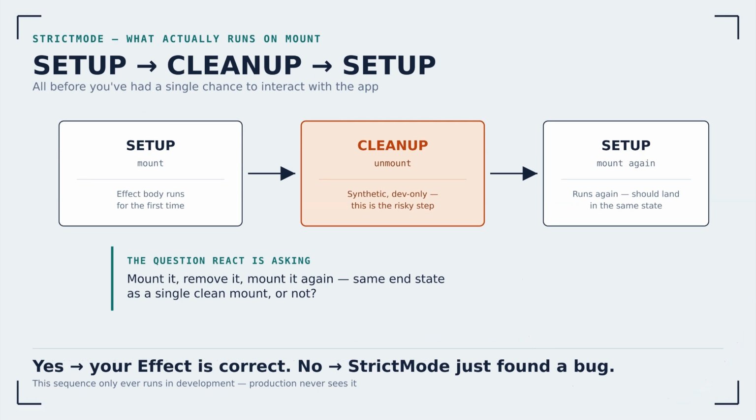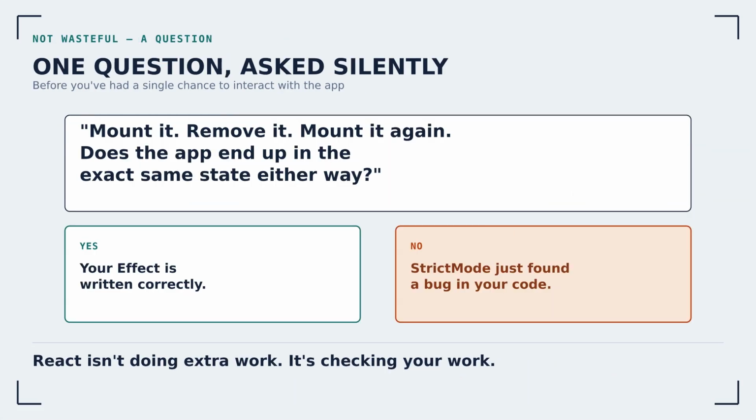With strict mode enabled, when a component mounts for the very first time, React doesn't simply execute your effect once. Instead, it performs this sequence where it first runs your effect setup, immediately runs its cleanup, and then runs the setup one more time. So it goes like this: setup, cleanup, and setup again. Or another way to think about it is, it mounts a component, it unmounts it, and then it mounts it again. And it does this every time in development mode before you've even had a chance to interact with the application.